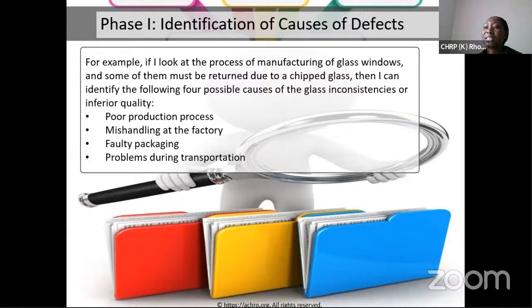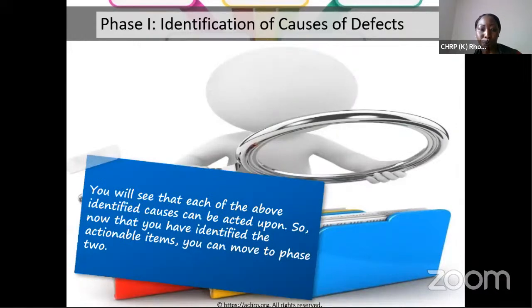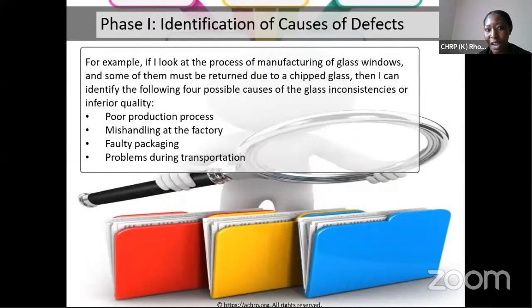Or maybe it is put in an environment where it's humid, maybe there is water contamination and it starts changing the colors. Then the other issue they picked could be problems during transportation. How do we transport our glass products to the customers? Do we use open pickups where they don't have those fittings, the mbao they normally fix the windows in? That could also be an issue. So you'll see each of the above identified causes can be acted upon. So now you have identified the actionable items, you can move to phase 2. We can see all the items we have, there's something we can do about them. They're not just wishful thinking.